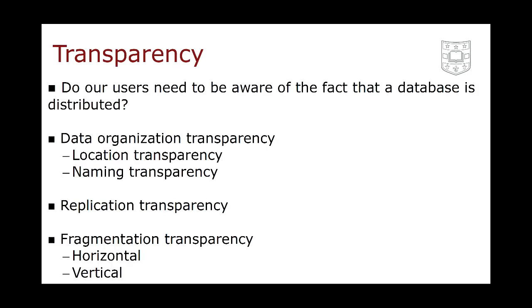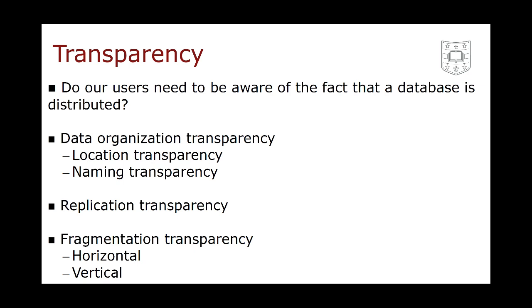So here are some distributed database concepts that will be useful for us going forward. First, an idea of transparency. Transparency is the answer to the question of whether or not our users need to be aware of the fact that a database is distributed. I think the fact that you all have interacted with large-scale websites and large-scale applications online has already shown that actually no, our users don't need to be aware of the fact that the database is distributed.